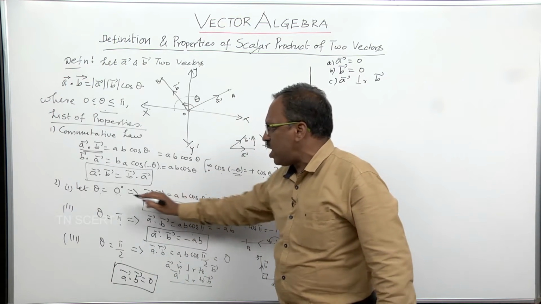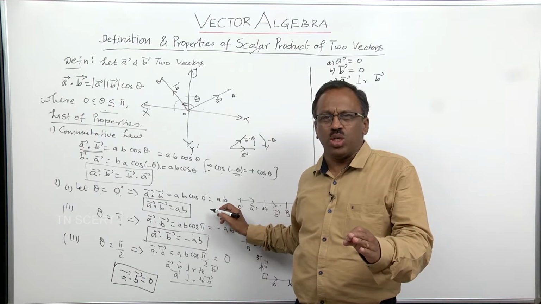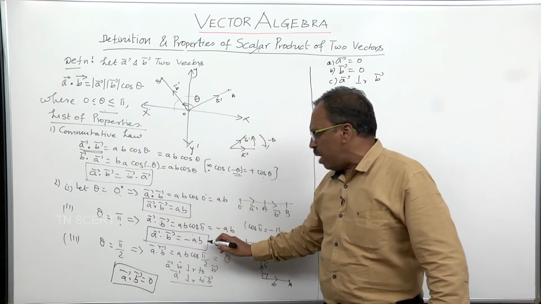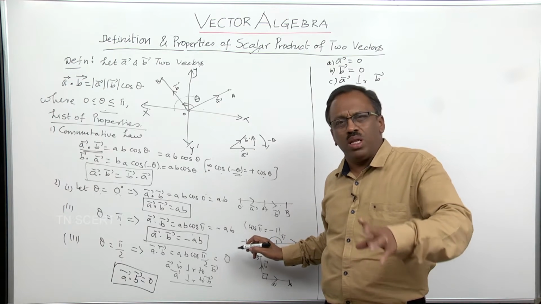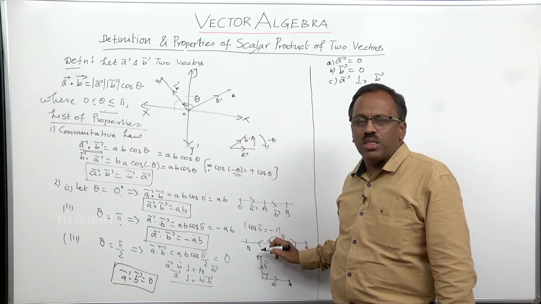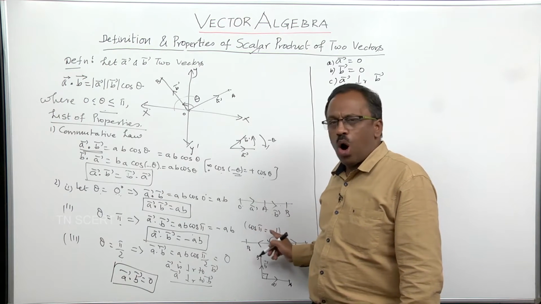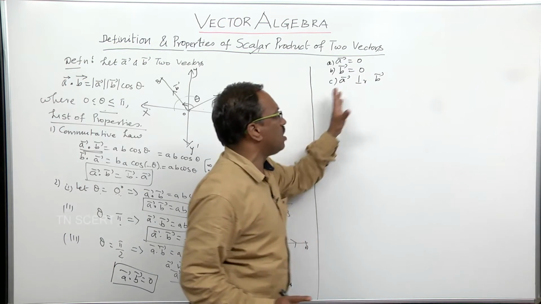Now the first case, A dot B is equal to AB, means vectors lie in the same direction. A dot B is equal to minus AB means vectors lie in the opposite direction but they are parallel. Here it is parallel, here they lie in the same direction but in opposite, and here two vectors are perpendicular.